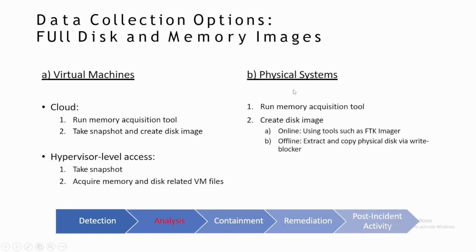And as for the physical systems, you can run any memory acquisition tools, including disk imaging. You can download FTK Imager online and run it and collect those artifacts, or you can just do it offline by extracting and copying the physical disk via your write blocker.